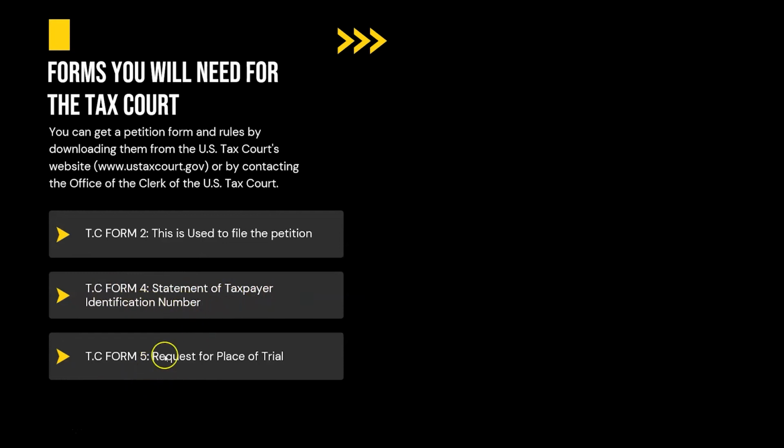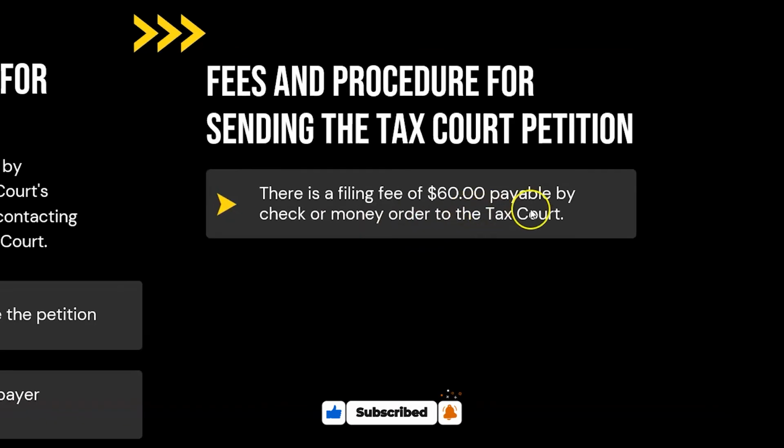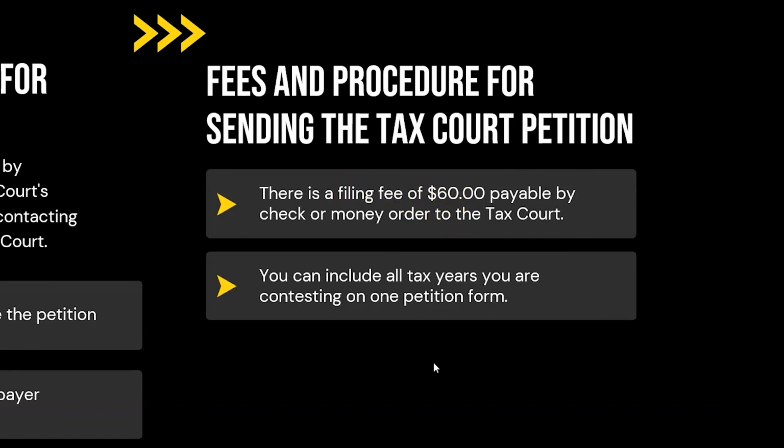TC Form 5 is to request a place of trial. For example, if you live in New York, you have to state that you live in New York and you want your place of trial to be in New York, or you have to also specify the specific city where you want the trial to take place. So now, once you've been able to finish all of that, there is a filing fee of $60. As at the time I'm recording this video on October 10, 2022, the filing fee for petitioning the tax court is $60. You can also include all tax years you're contesting on one petition form.